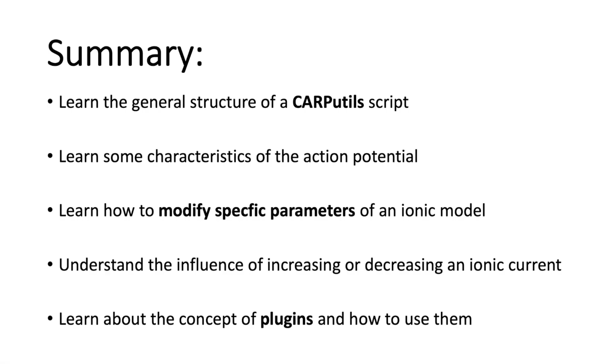To summarize, in this video tutorial we learned the general structure of a CARP utils script. We saw that we have 4 sections. The first section is where we declare the Python modules. Then we have the parser function. Then we have the job ID function. And after that, the main function. We also learned some characteristics of the action potential. Then we learned how to modify specific parameters of an ionic model, and we saw their influence. We saw that the action potential got shorter or longer. We also understood the influence of increasing or decreasing these ionic currents, and we learned about the concept of plugins and how to use them.